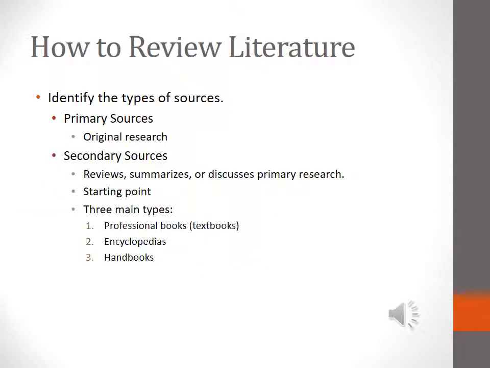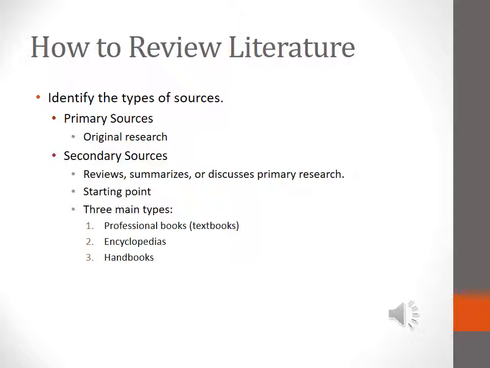So you want to identify the types of sources. One of the types of sources is primary sources, which are original research. Those have been conducted by authors and they've gone through an extensive peer review process, meaning that they've been reviewed by other researchers who review for the journal, and then they've been decided to be published in their field. So you really want to look at peer-reviewed resources.